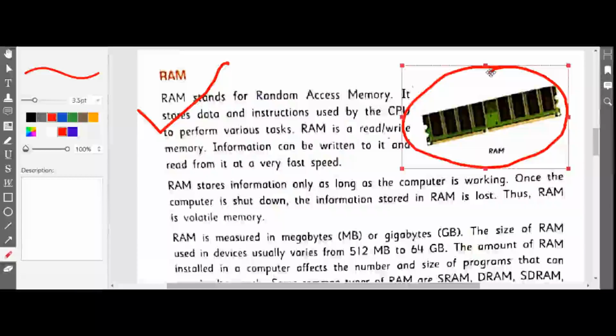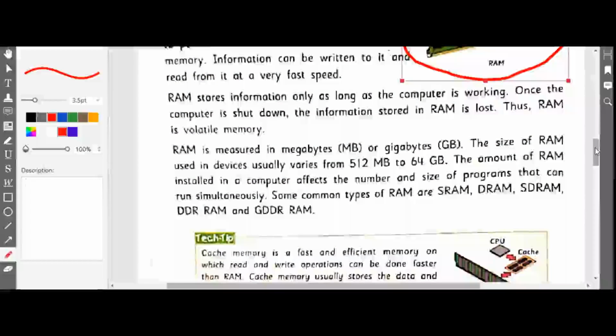When you open the CPU cabinet, then in the motherboard you can see rectangular chips. Those chips are attached to the motherboard circuit, and you can easily remove them and also add them. RAM is measured in megabytes or gigabytes. The size of RAM used in devices usually varies from 512 MB to 64 GB.